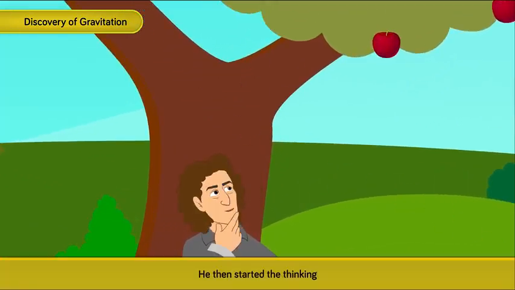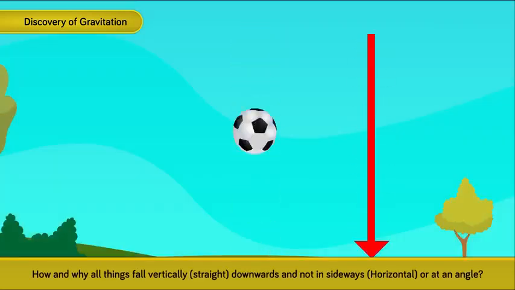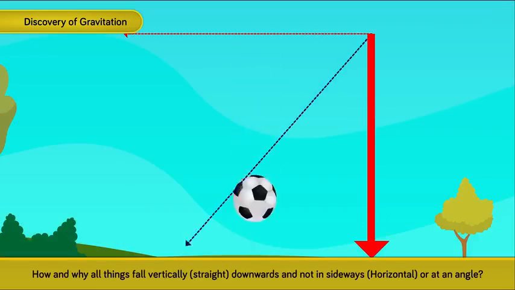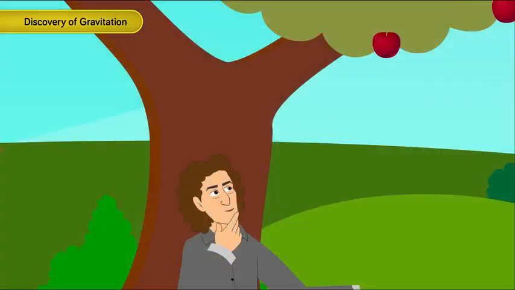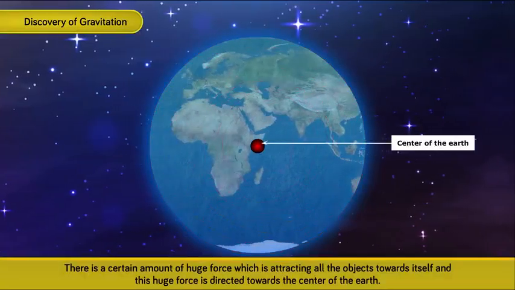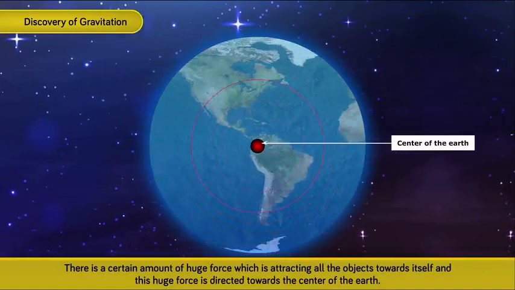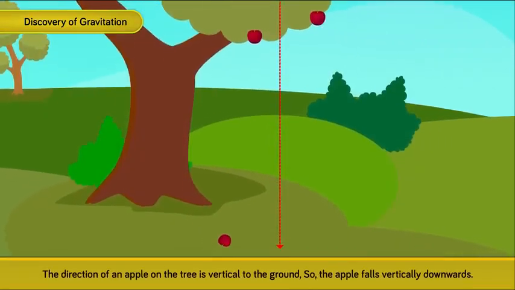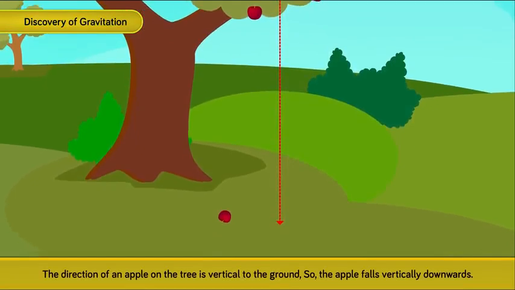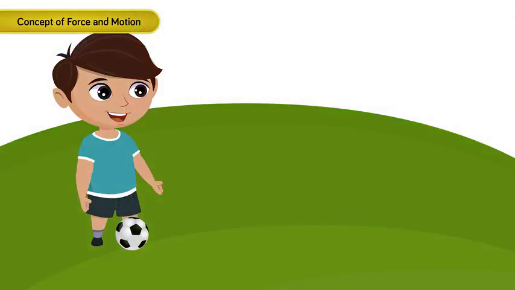He then started the thinking process as to how and why all things fall vertically or straight downwards and not sideways or horizontally or even diagonally. After much thinking, he concluded that there is a certain amount of force which is attracting all the objects towards itself, and this force is directed towards the center of the earth. And as the direction of an apple on the tree is vertical to the ground, the apple falls vertically downward.